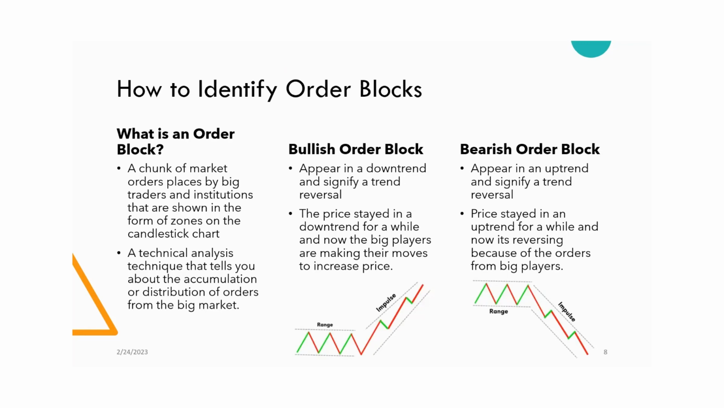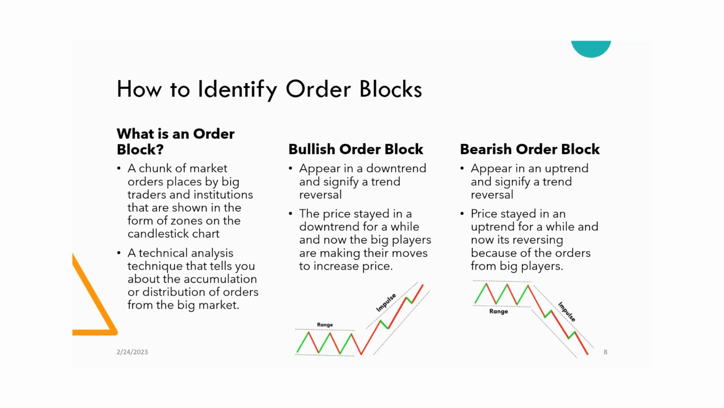All right. So how to identify the order blocks? What is an order block? It's going to be a chunk of market orders placed by big traders and institutions that are shown in the form of zones on the candlestick chart. It's a technical analysis technique that tells you about the accumulation or distribution of orders from the big market. You can have a bullish order block and a bearish order block. A bullish order block will appear in a downward trend and signify a trend reversal. The price stayed in a downward trend for a while, and now the big players are making their moves to increase price.